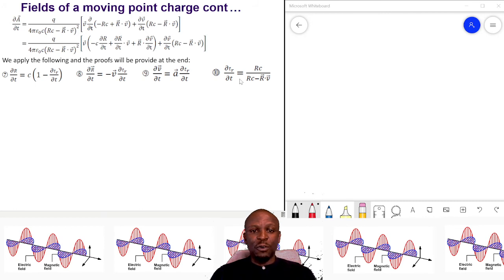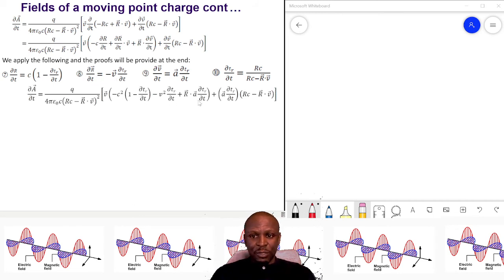Now we apply the following, and the proofs will be provided later, that if you have this, you can write that, and if you have this, you can write this. So now in that case, if you do that, this is what you are going to have. Now from that equation, you can actually factor this derivative.